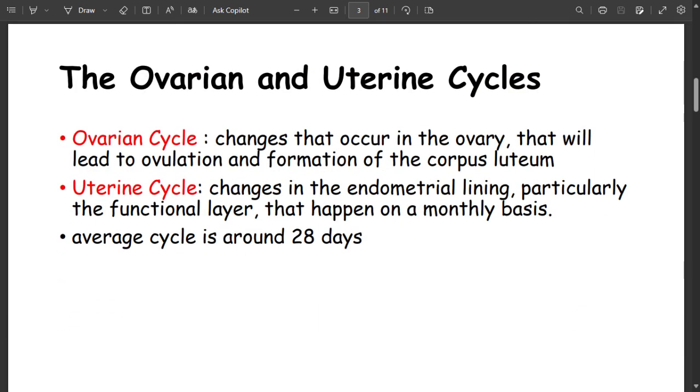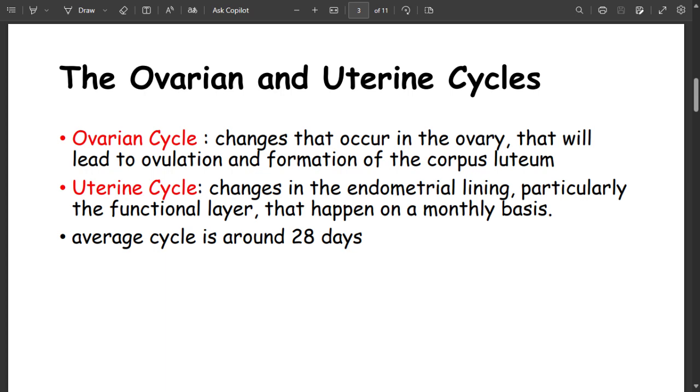So when we talk about the ovarian and uterine cycle, we are simply talking about the changes that occur in the ovary for the ovarian cycle that will lead to ovulation and formation of a corpus luteum. The uterine cycle, on the other hand, is the changes that occur alongside the ovarian cycle, but these changes occur in the endometrial lining, particularly the functional layer. This happens on a monthly basis, and the average cycle is around 28 days.